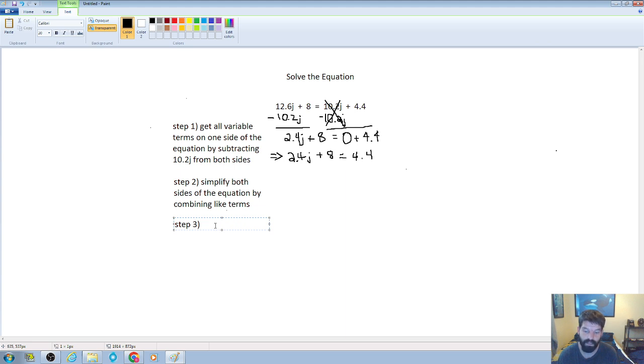In retrospect, I don't solve my problem of avoiding decimals, but the decimals that I get are going to be much cleaner. So step 3 is to begin to isolate the variable by subtracting 8 on both sides.